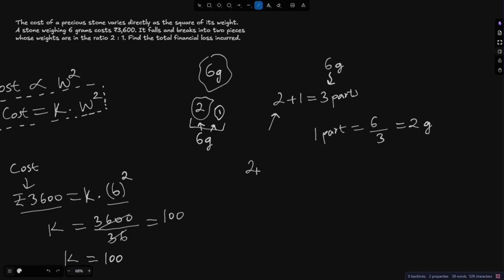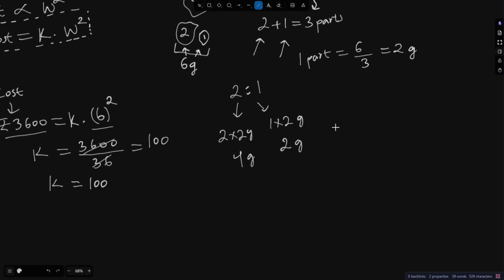So our 2:1 ratio, we can just find out the weights quite easily by multiplying 2 grams. So 4 grams and 2 grams. These are the new weights of the rocks that broke into the 2:1 ratio.